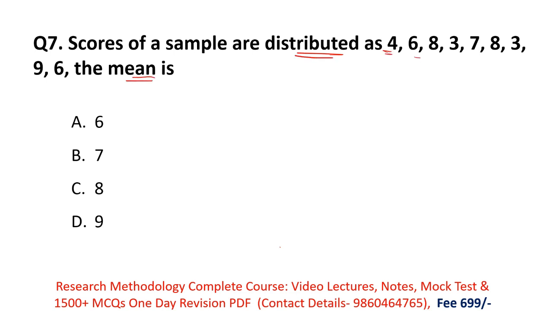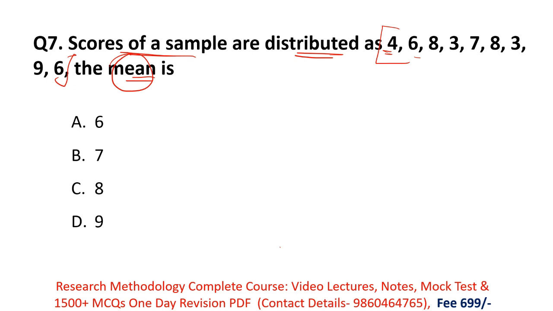4, 6, 8, 3, 7, 8, 3, 9, 6, the mean is. So in this question, they have given us scores of a sample, okay, and we have to find what the mean will be. Mean means the average score of a whole population, okay. So how will you calculate the mean?